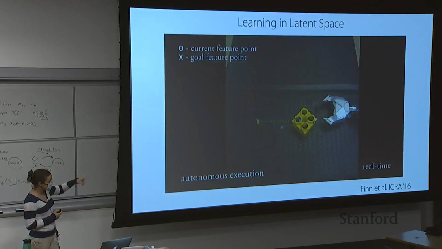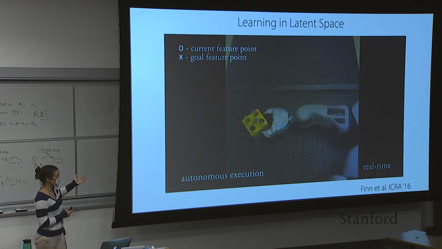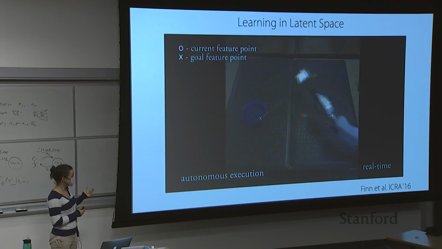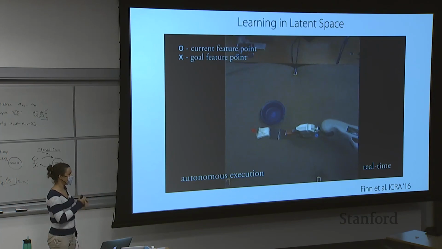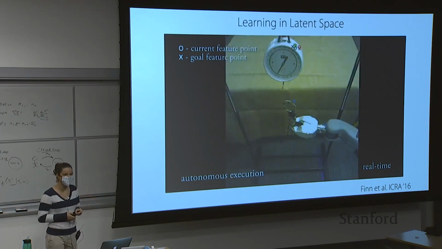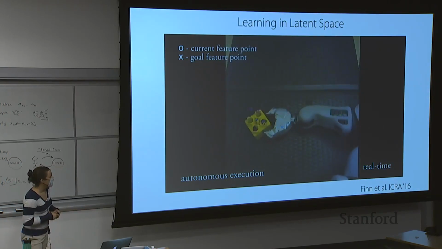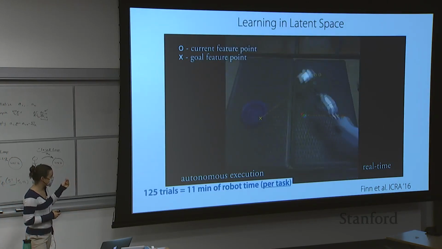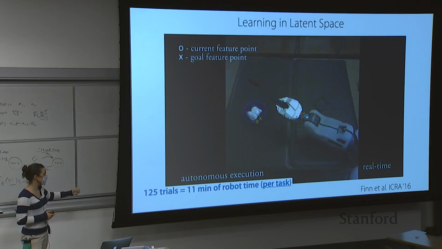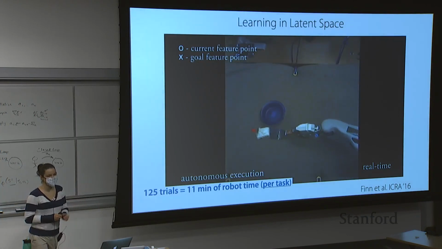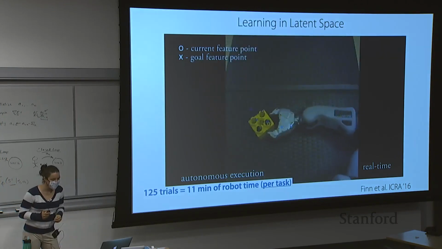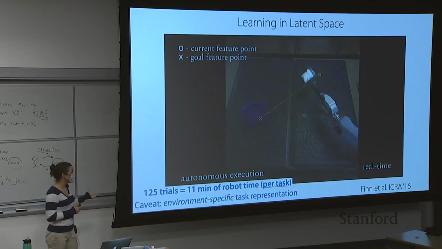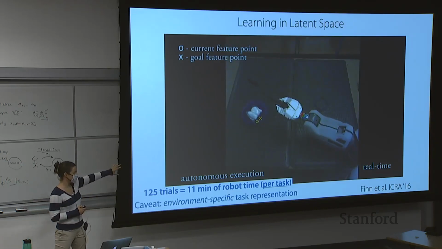And then lastly, you can also visualize the feature points on top of the image, which is kind of cool, and see what kinds of representations it's learning. And we see that in each of these cases, it typically learns at least one feature point that tracks the relevant object and other feature points that track the arm or track other parts of the scene. Cool. And so this was looking at 3 different tasks. And for each of these tasks, it was learned using about 11 minutes of robot time. So this is, again, emphasizing that model-based RL approaches are pretty efficient. Yeah, and the caveat here is that the representation was actually learned also in a fairly environment-specific way.